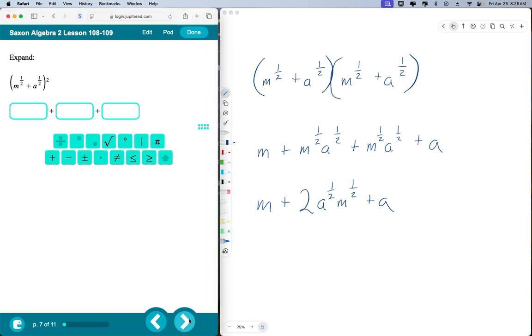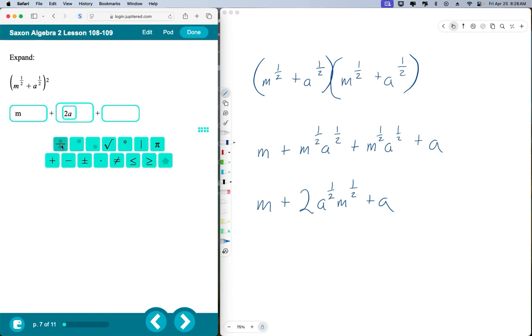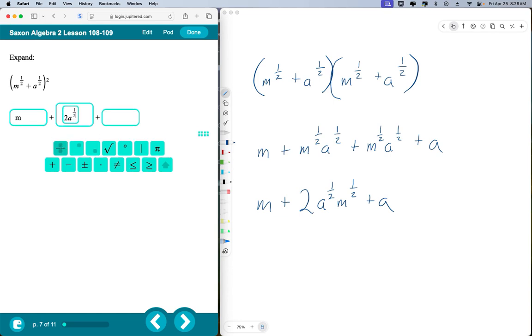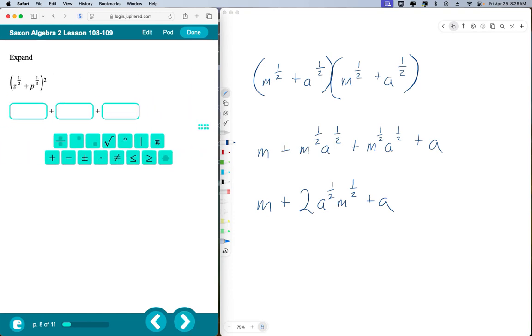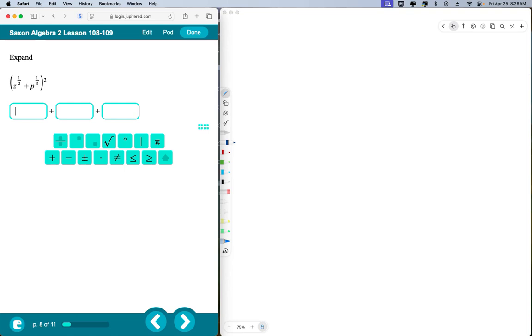I'm going to double check and make sure that it is in alphabetical order for you. m to a. So exponent and then the fraction, 1 over 2. m exponent fraction 1 over 2. And this would just be a. Double check that one. Yeah. All right, so it is in alphabetical order. Next problem. That is all we are doing this whole lesson. z^(1/2) plus p^(1/3), squared. So we write it again.